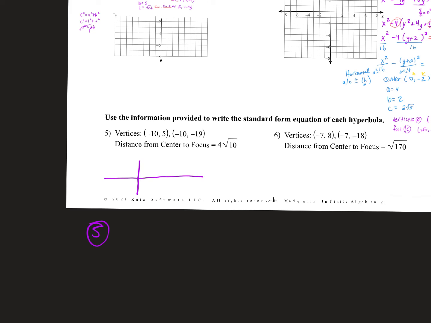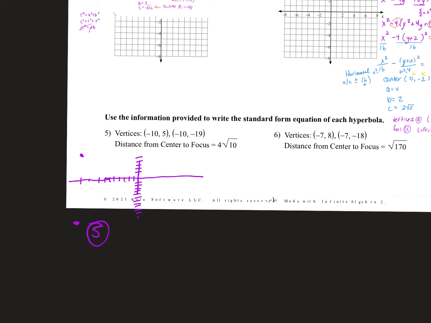My vertices are at -10, 1, 2, 3, 4, 5, 6, 7, 8. Hold on, I have to count again. 1, 2, 3, 4, 5, 6, 7, 8, 9, 10. -10 and positive what? -10, positive 5. And then down here at -19. 2, 3, 4, 5, 6, 7, 8, 9, 10. Okay, pretend this is 19.